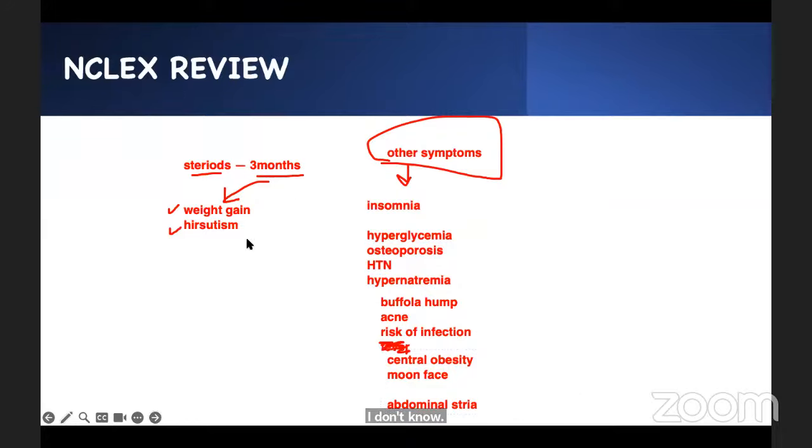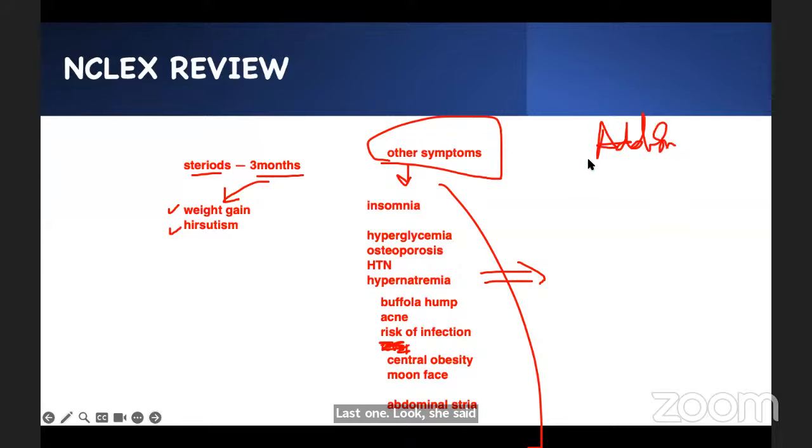Excellent. You guys ace it. And the last one, then I can go. I can leave you guys. Last one. Look, she said, well, I don't have Cushing. I have Addison disease. List 4 things that are only found in Addison. 4, only found in Addison.